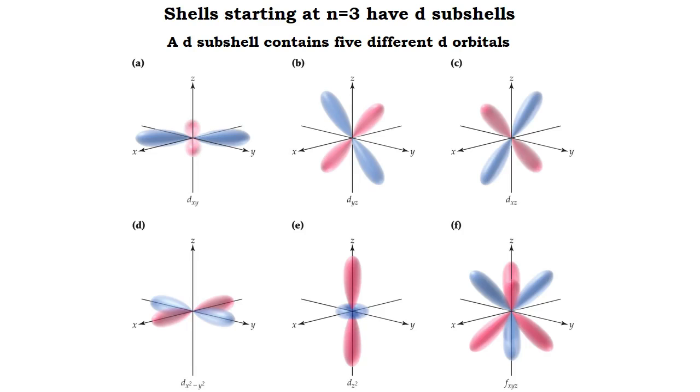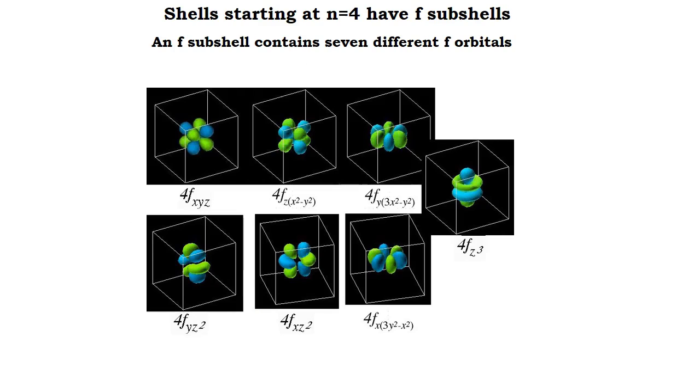But I do want you to know that there are 5 of them. So there are 5 d orbitals, and then there are 7 f orbitals, and you can see here the 7 f orbitals. I found this picture on the web. This wasn't from your book. And again, the different colors are significant.